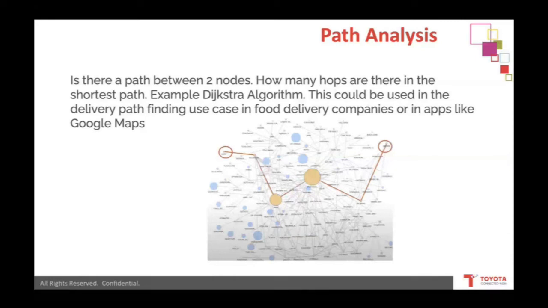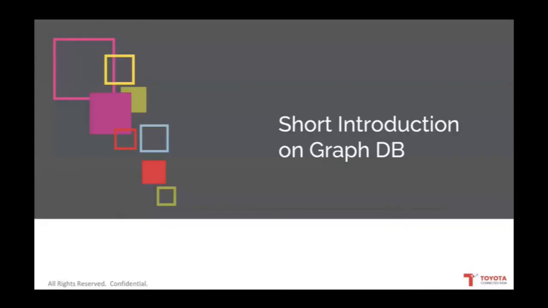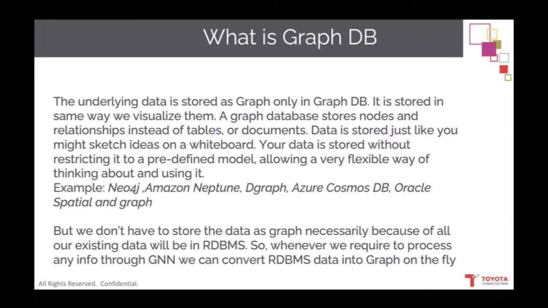So the next is a short introduction about graph databases. I'm not going to talk much about graph databases in this presentation. I'm just going to give a gist or a flavor of it. In a graph database, the data is stored in the form of a graph only. It is not stored in rows and columns in underlying tables and then shown in this format when queried. The graph is stored as a graph only in the graph database. That's why they are called graph databases.